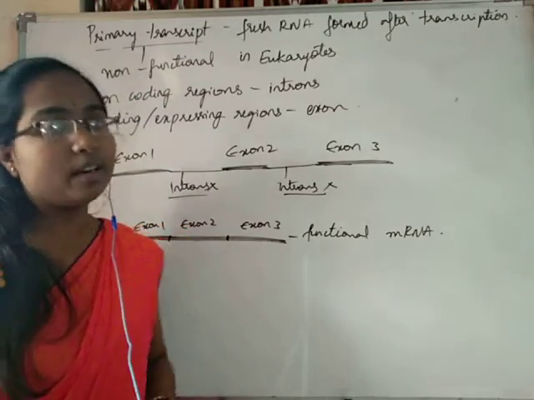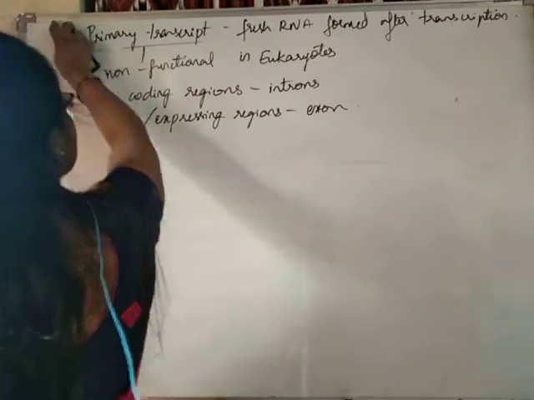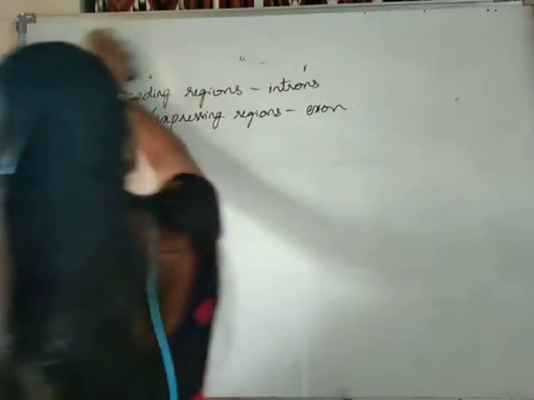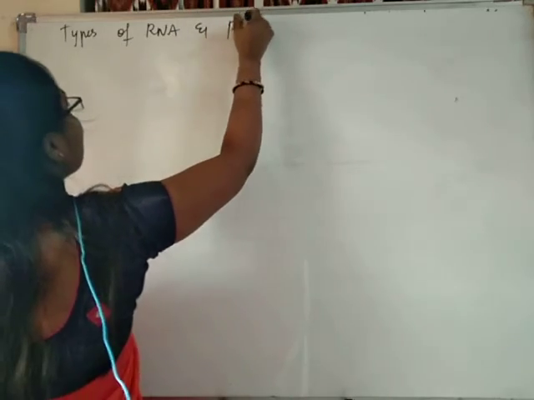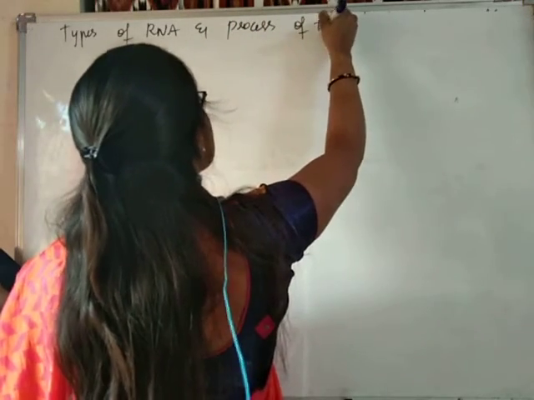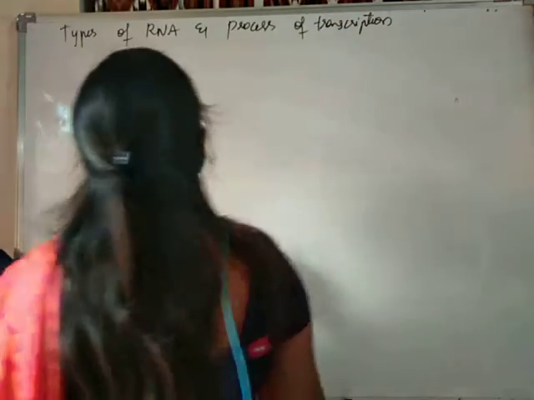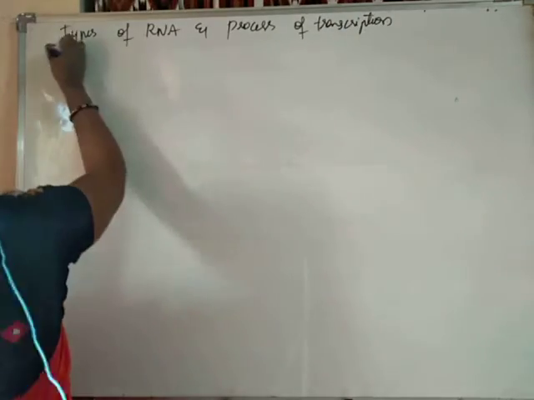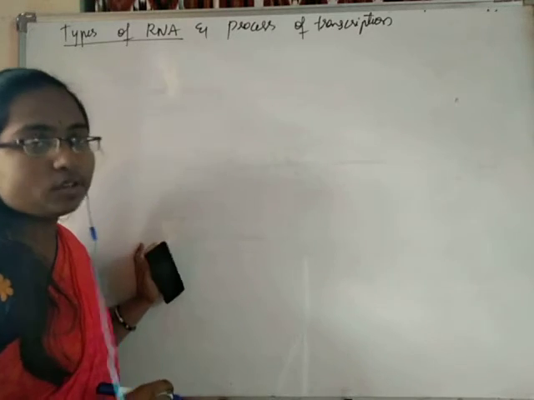Now we will be learning the next concept. The next concept that we will be learning is types of RNA and process of transcription. First, let us learn about the types of RNA.